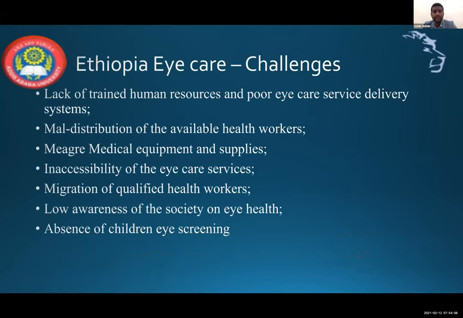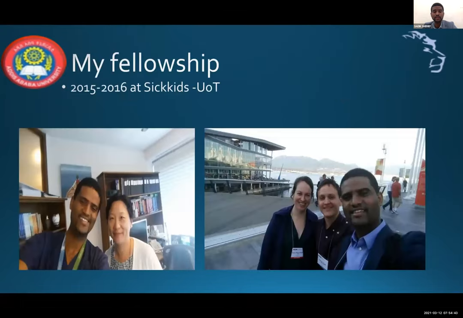Here are the challenges in eye care in Ethiopia. Lack of trained human resources, poor eye care service systems, maldistribution of available health workers. 70% of the ophthalmologists practicing in Ethiopia reside in major cities like Addis Ababa, the capital city of Ethiopia. There are challenges in medical equipment and supplies, in accessibility of eye care services, migration of qualified health workers, low awareness of the society on eye health, and absence of children's eye screening. These are the main challenges. So how did everything start?